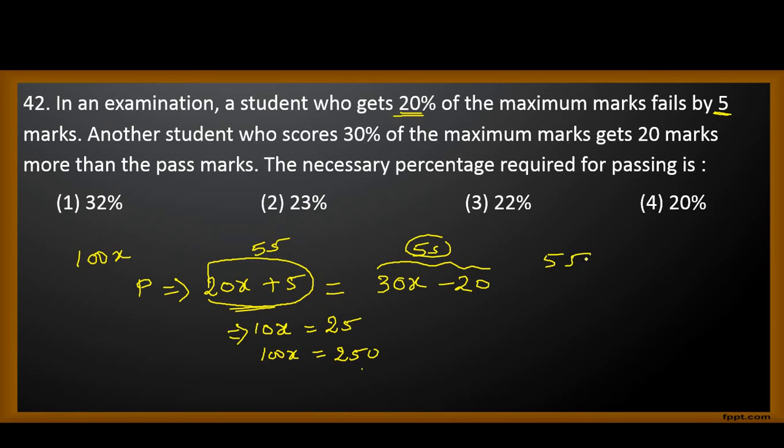Okay, now the question here is the necessary percentage required for passing. So 55 is the pass mark, divided by total marks, how much? 55 over 250 into 100, which is equal to 22. The answer is option 3.